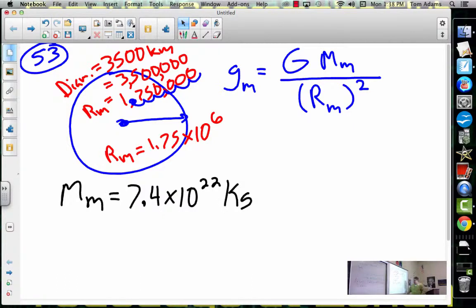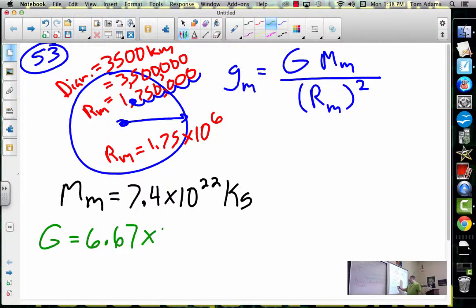Now, what is G? Well, capital G, the gravitational constant, is 6.67 times 10 to the 20, I can't remember off the top of my head. Oh, negative 11. Boy, that was embarrassing. I'm so tired. I was thinking of moles is what I was thinking.